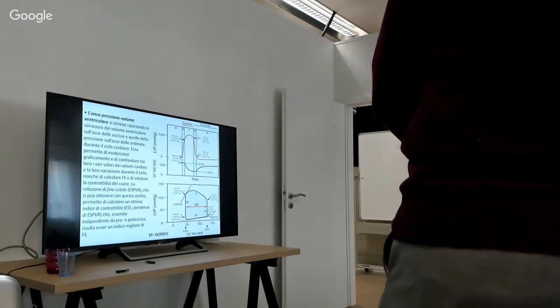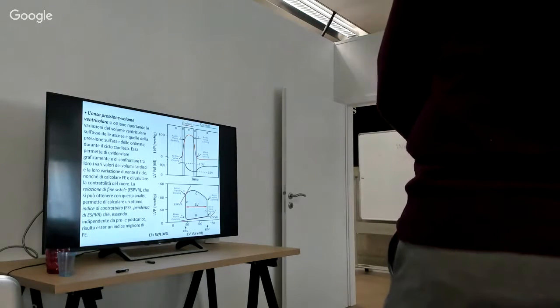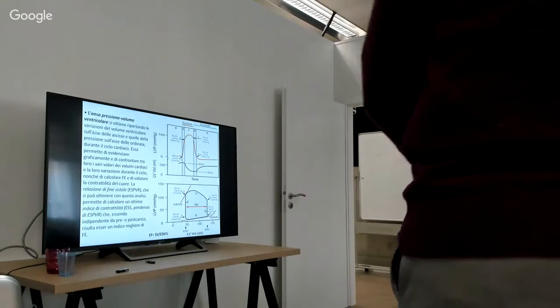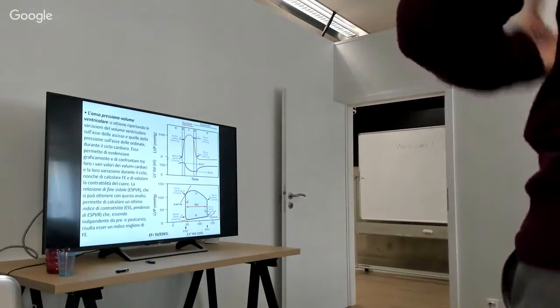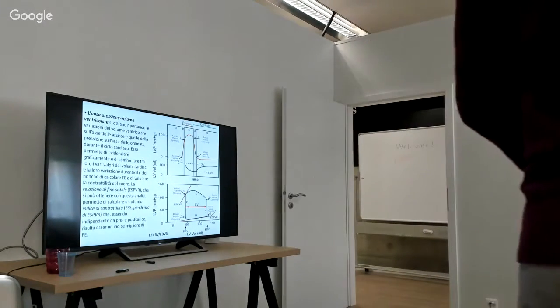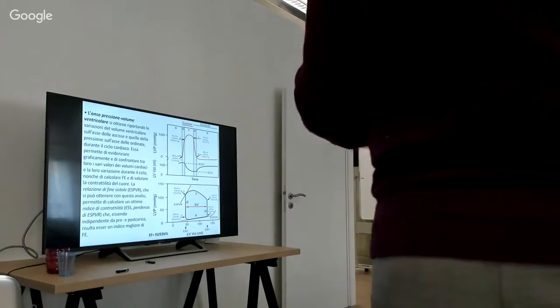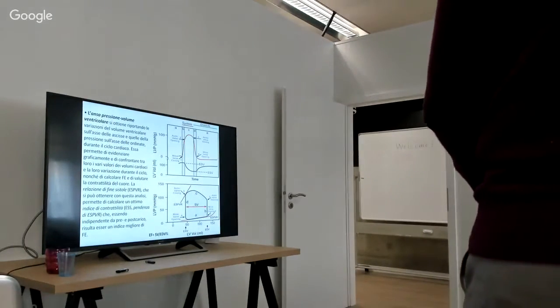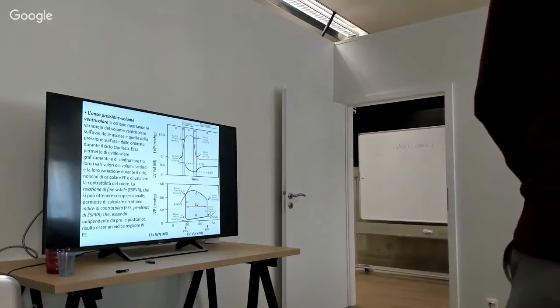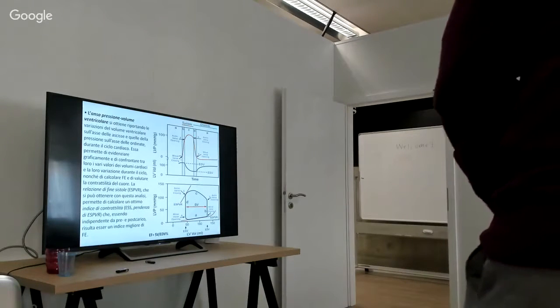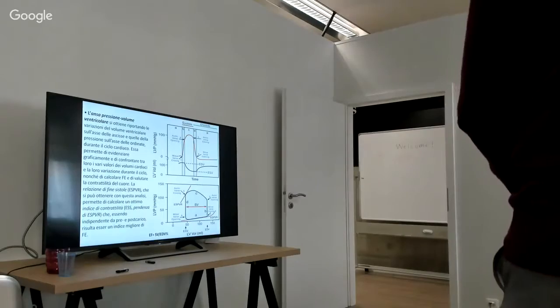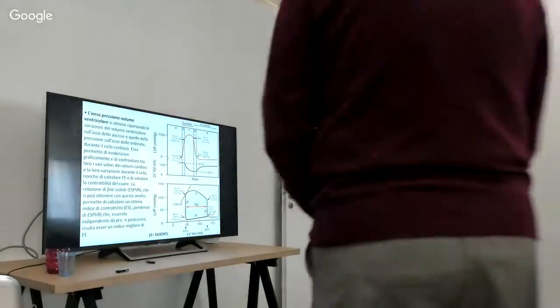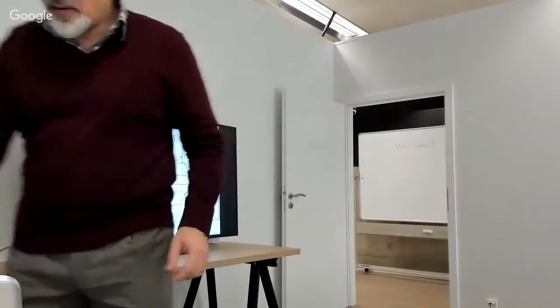Si può ottenere con questa analisi un ottimo indice di contrattilità, che è la pendenza, l'end systolic slope, della end systolic pressure-volume relationship. È indipendente da precarica e postcarico e risulta essere un indice migliore della frazione di eiezione.